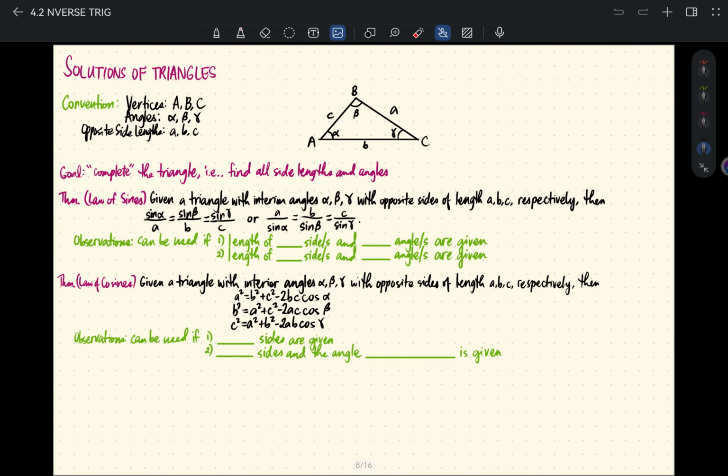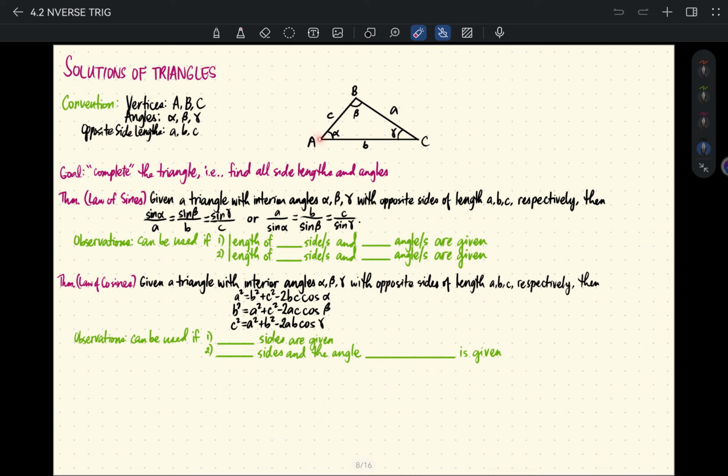Hey kids, for today we will have our last discussion, which is solutions of triangles. Before we start, let's make things standard first by labeling our triangle.